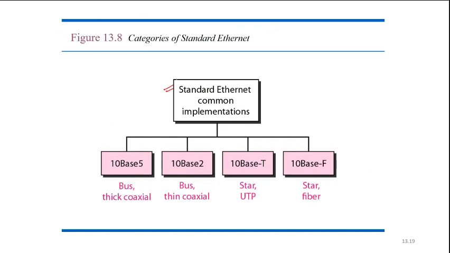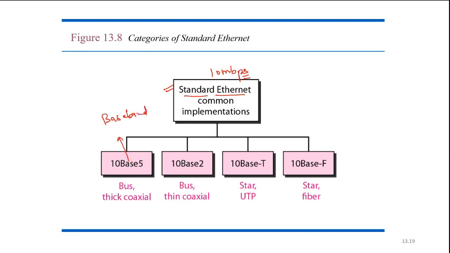Yes. The next one is what the different types of Ethernet are. Standard Ethernet has common implementations. The basic standard Ethernet has 10 Mbps, and there are different implementations. One is 10Base5. Its meaning is that 10 is 10 Mbps, and Base is baseband, so this indicates baseband.